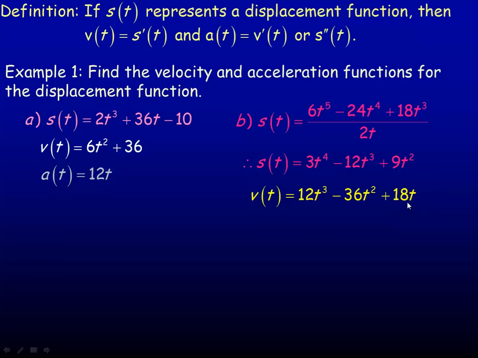That's the velocity function. The acceleration function, the derivative of 12t cubed, would be 36t squared. The derivative of negative 36t squared would be negative 72t. And the derivative of 18t would be just 18. So that's the acceleration function, which is the second derivative of the displacement function.